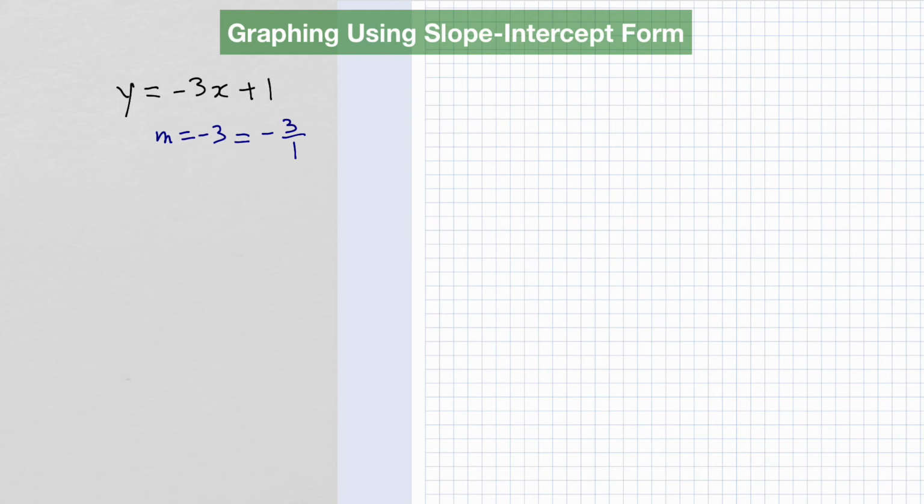Okay, this number is our y-intercept, so we're going to label that as our b, and our b is equal to 1. So that y-intercept is where the line crosses the y-axis. Okay, so let's go ahead and draw our x-axis. So this is our x-axis, and then our y-axis.